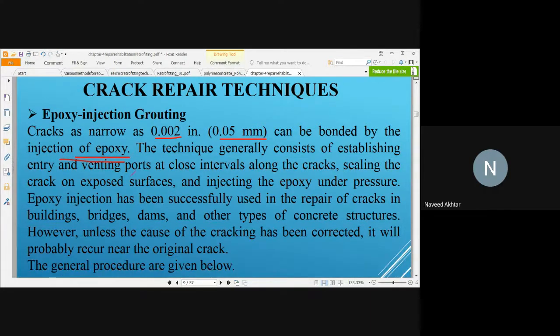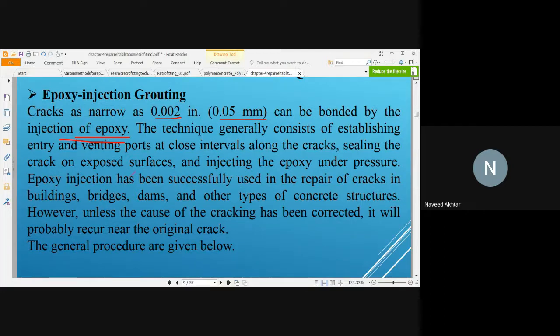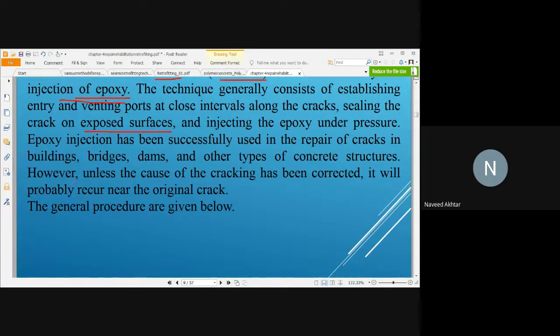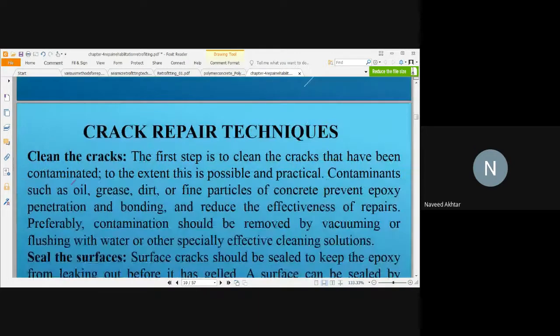The technique generally consists of establishing entry and venting ports at a close interval around the cracks, sealing the crack on exposed surfaces, and injecting the epoxy under pressure. Epoxy injection has been successfully used in the repair of cracks in buildings, bridges, dams, and other types of concrete structures. However, unless the cause of the cracking can be corrected, the cracks may recur.